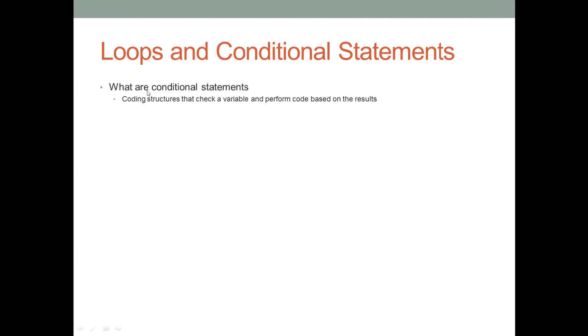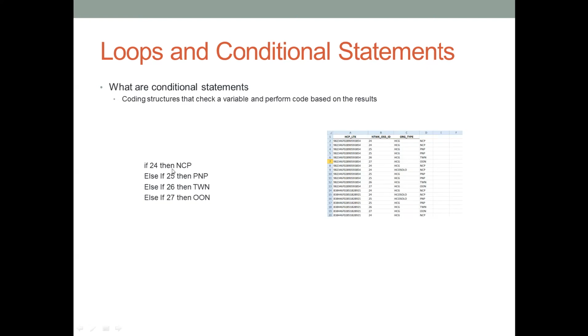So what are conditional statements? Conditional statements are coding structures that check a variable and perform code based on the results. This is a rough example of a conditional statement. We have a statement here that says if 24, then NCP. Else, if 25, then PNP. Else if 26, then TWN. And else if 27, then OON.